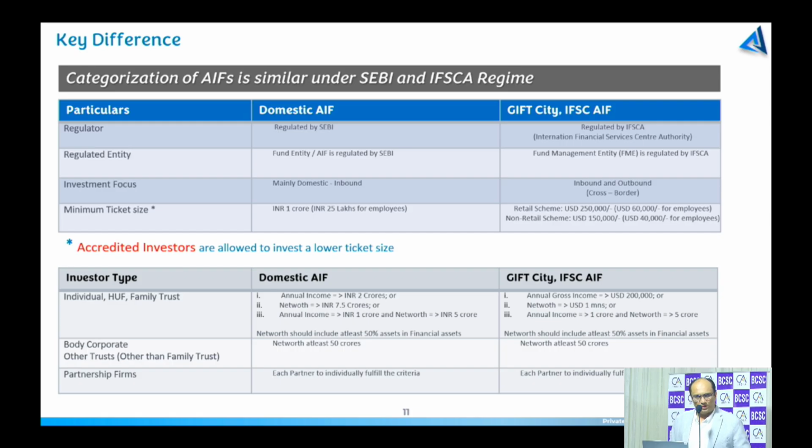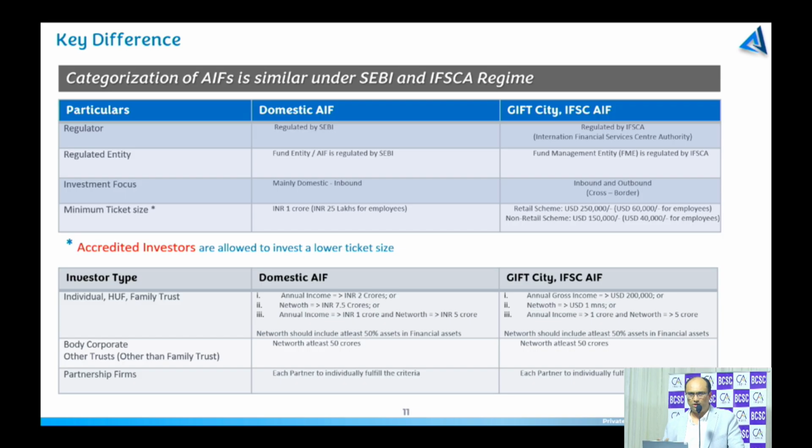It is defined under the domestic regime and the GIFT regime both. Under the domestic regime, for individuals, HUF, family trust, if your annual income is 2 crores, or if your total net worth is 7.5 crores, wherein 50% of it has to be in financial assets, then you are an accredited investor. Or if your annual income is 1 crore and cumulatively your net worth is at least 5 crores with 50% in financial assets, you are deemed to be an accredited investor, and with that accreditation you can take exposure of a lower ticket size in an AIF as well.